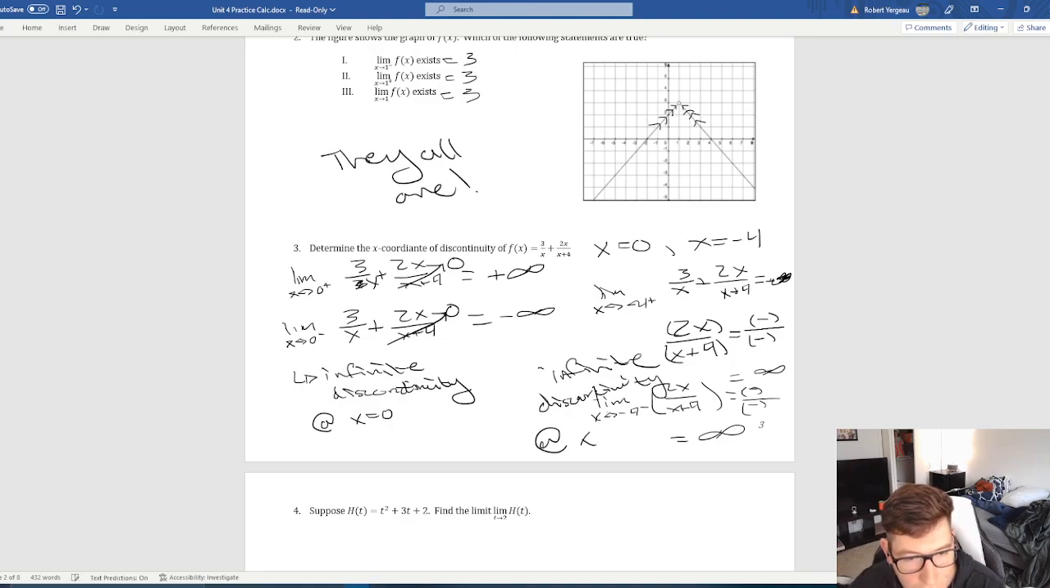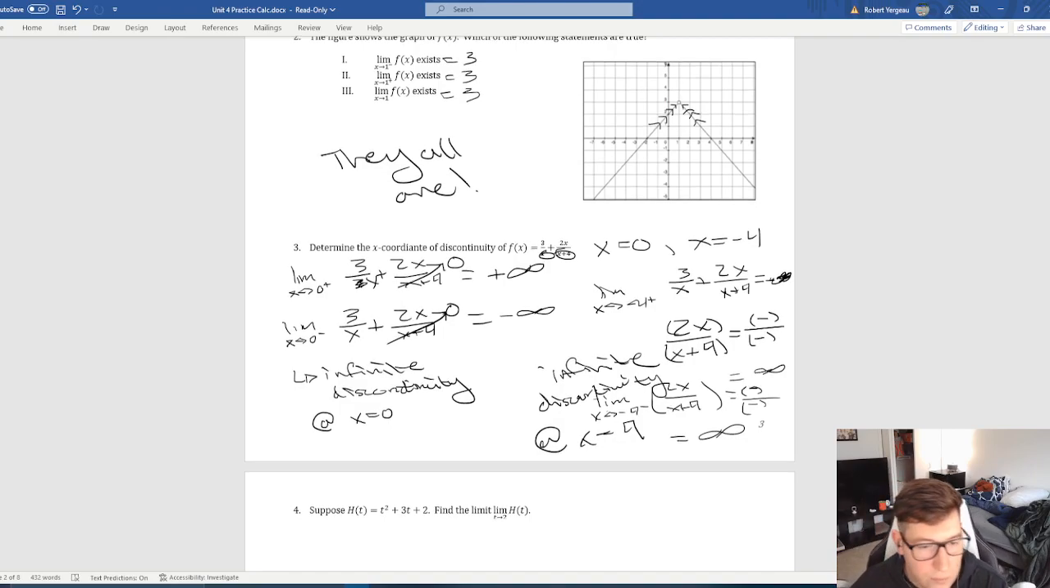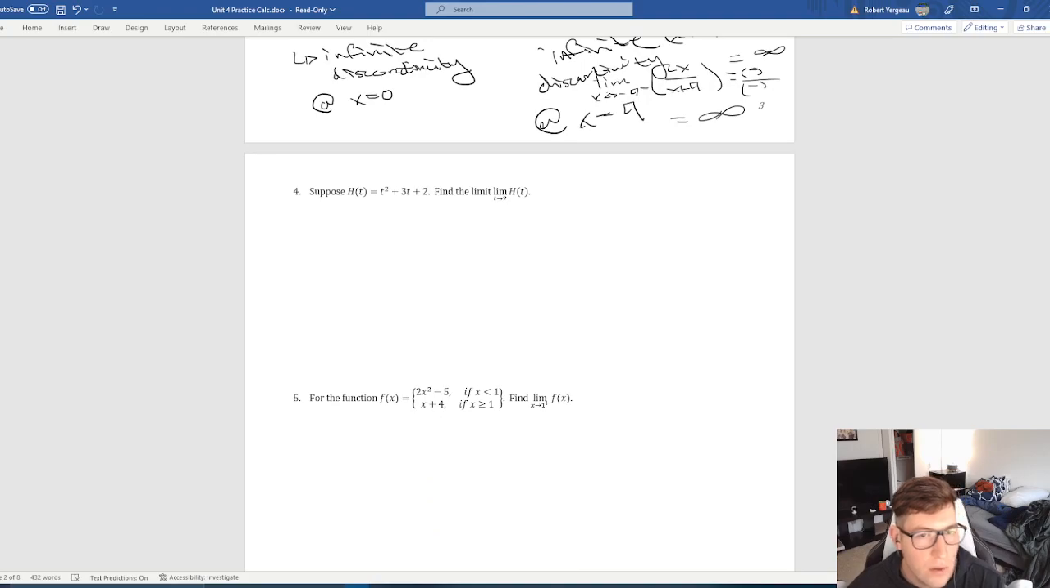at x equals 4. And so there's two of them, right? 0 and 4. Again, we had to make sure to see that it was a full discontinuity. And yes, it is. Moving on.